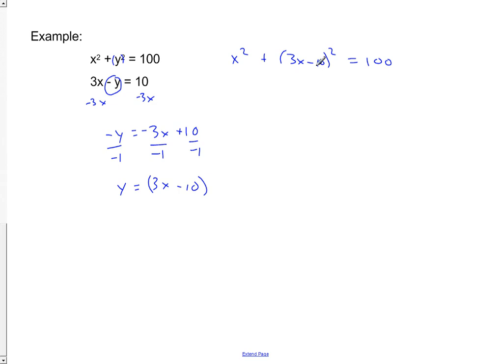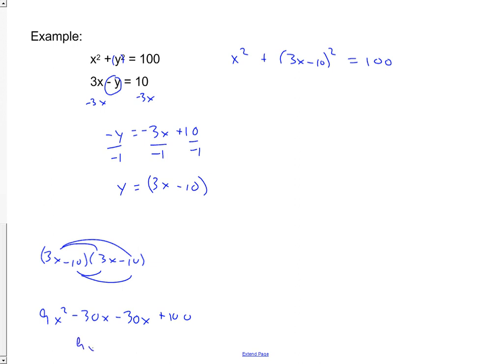Be careful, when you square 3x minus 10, you have to use the FOIL method or box method. So you're taking 3x minus 10 times 3x minus 10, and you're going to have to distribute the 3x to both terms there and the -10 to both terms, and you will get 9x squared minus 30x minus another 30x, and then plus 100. And that gives me 9x squared minus 60x plus 100. And now let's go ahead and put that back up here. So x squared plus the 9x squared minus the 60x plus 100 is equal to 100.